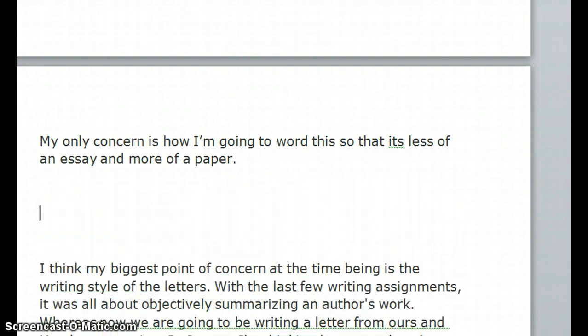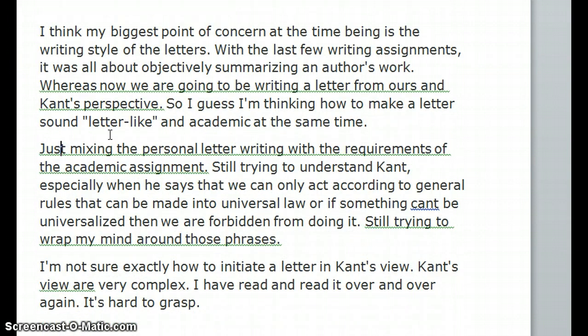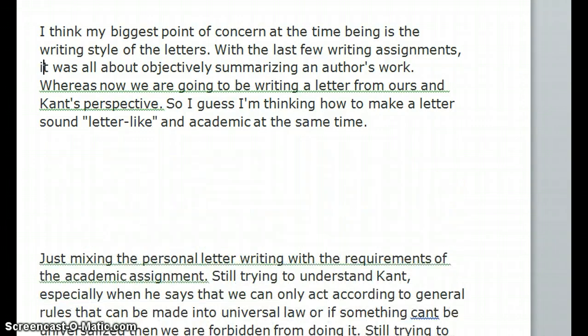Okay, so this person says, my only concern is how am I going to word it so it's less of an essay and more of a paper. I think what this person might mean is more of a letter. And just follow the advice I think that I just gave for the last question, and that should be a good starting point.